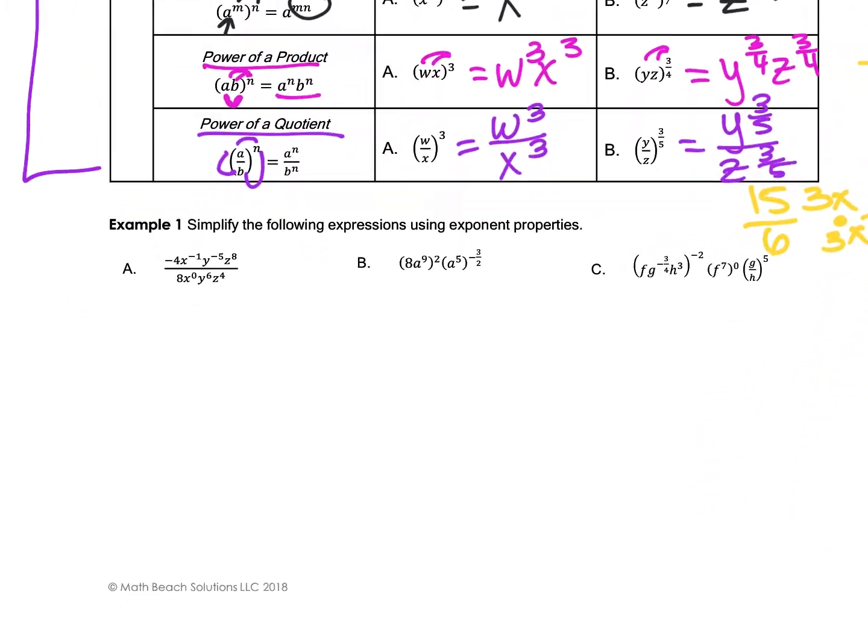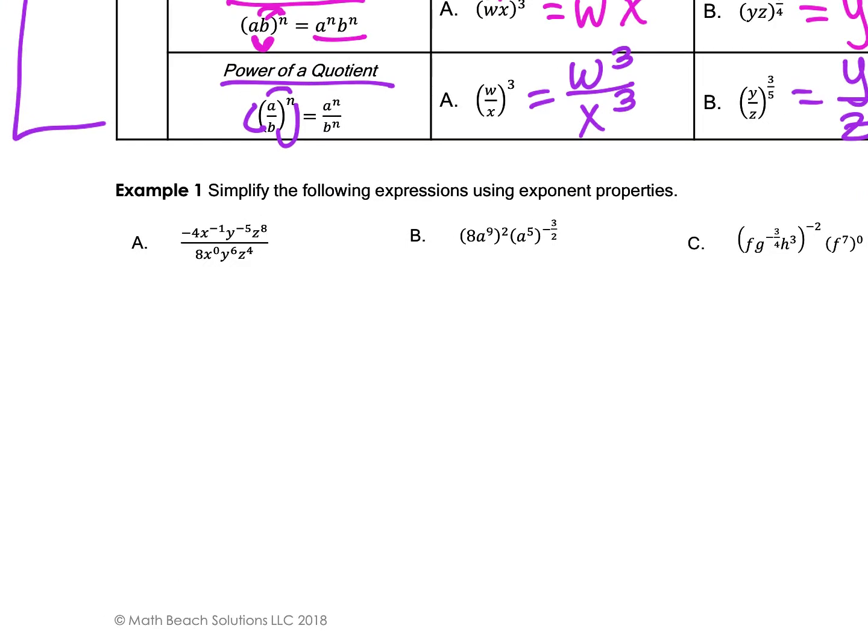All right, so now let's look at this first example here. We're simplifying the following expressions using exponent properties. Make sure that your answers always have positive exponents. Okay, so let's look at this first one.